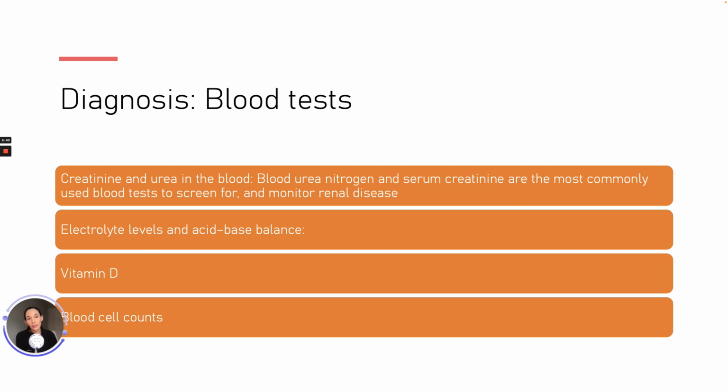Blood cell counts: because kidney disease disrupts blood cell production and shortens the survival of red blood cells, the red blood cell count and hemoglobin may be low, so you may see anemia. And some patients may have an iron deficiency.